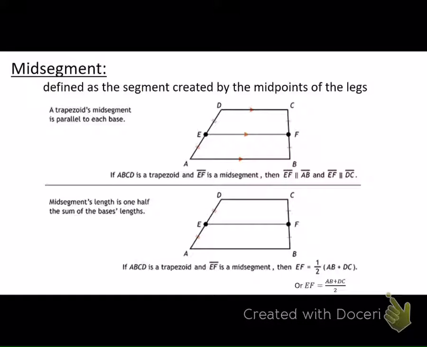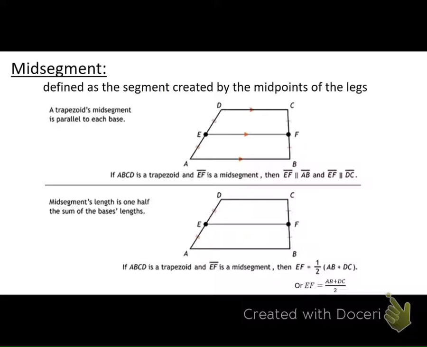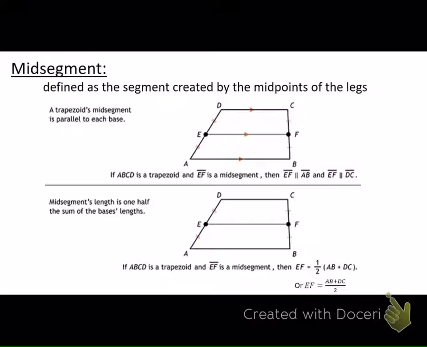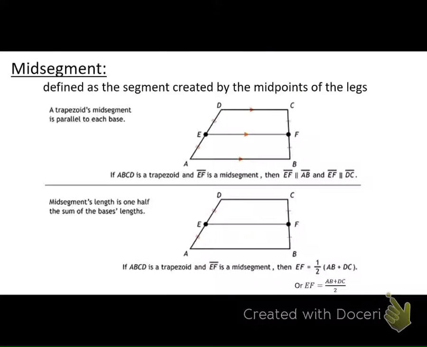Mid-segment. Defined as the mid-segment created by the midpoints of the legs. A trapezoid's mid-segment is also parallel to its bases. So a mid-segment connects the midpoint of each of those separate legs. And we know that the mid-segment is half of the lower base and the upper base added together. So if you know that it's a mid-segment, then you know that it's parallel, and you know that it's half of the upper and the lower base added together.